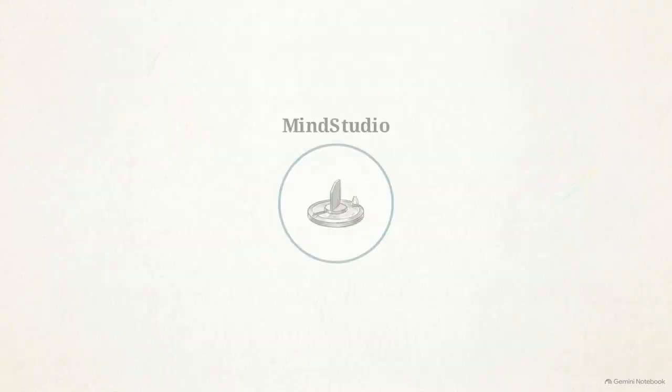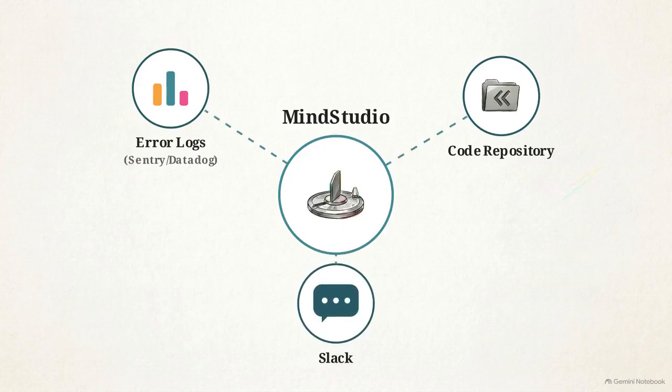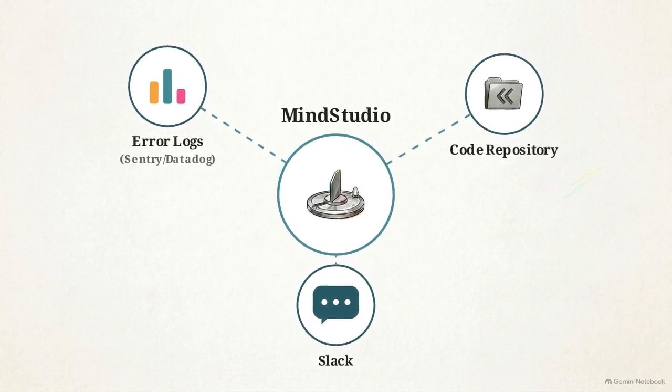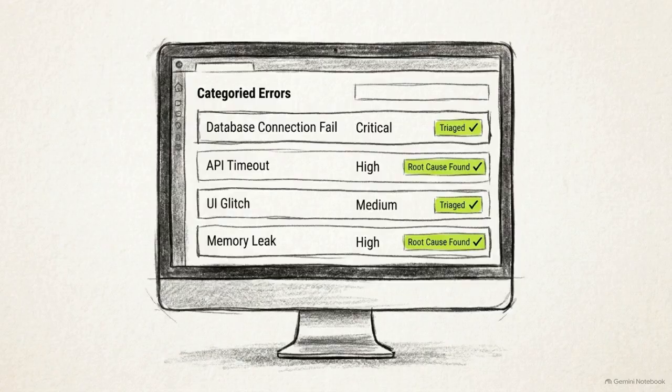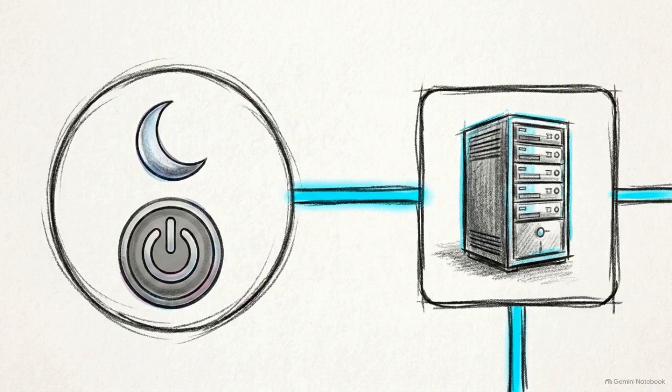To build this, you need 4 things: a structured error logging system like Sentry or Datadog, a code repository with a scoped bot token, a Slack channel, and MindStudio to tie it all together. By delegating the initial triage and root cause analysis to a machine, you stop reacting to customer complaints and start controlling your software quality. Step 1 is data ingestion.